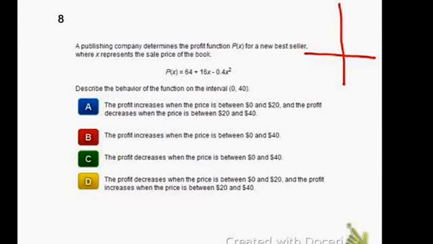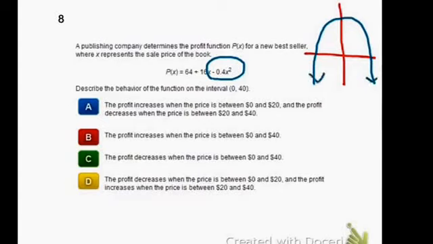Number 8. A publishing company determines the profit function P of X for a new bestseller, where X represents the sale price of the book. P of X equals 64 plus 16x minus 0.4 x squared. Describe the interval of the function from 0 to 40. Well, I know that since this is a negative x squared, it's going to be a function that is reflected. So it's going to look like that.